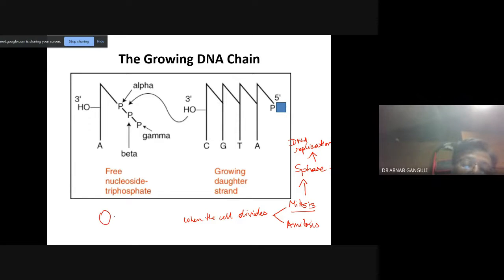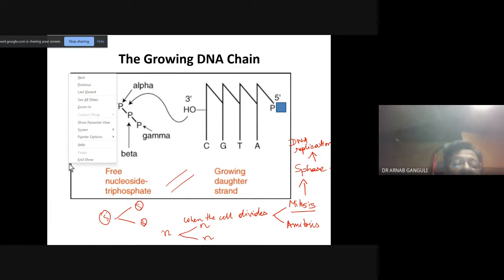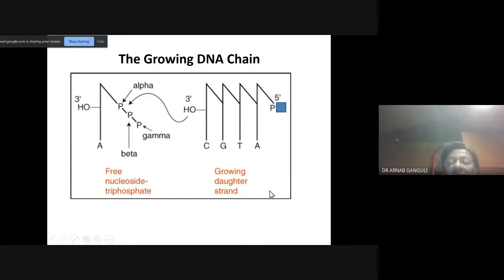Whenever one cell becomes two cells, one strand of DNA has to become two strands of DNA. So one n amount of DNA will have to produce 2n. One strand will have to become two strands. So this is when DNA replication starts to take place.